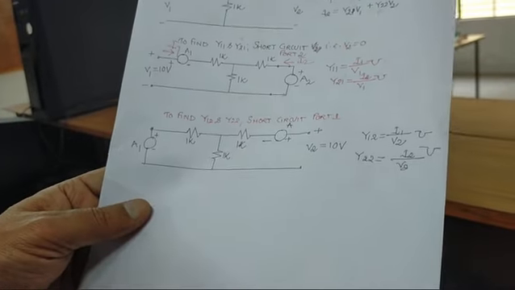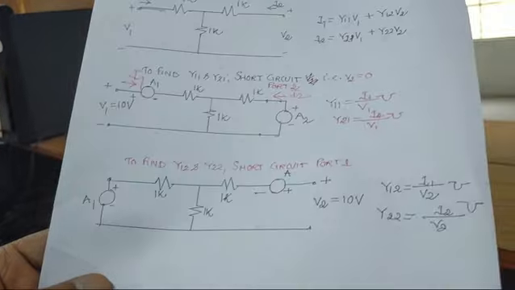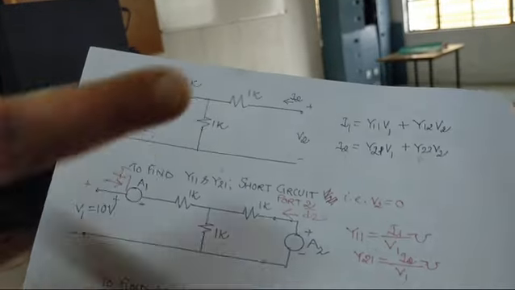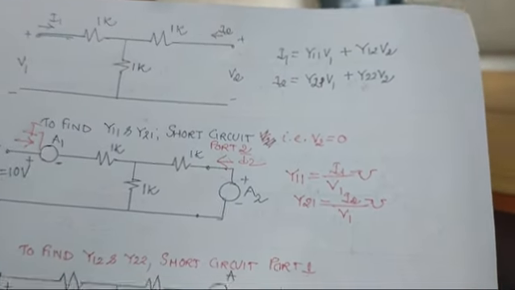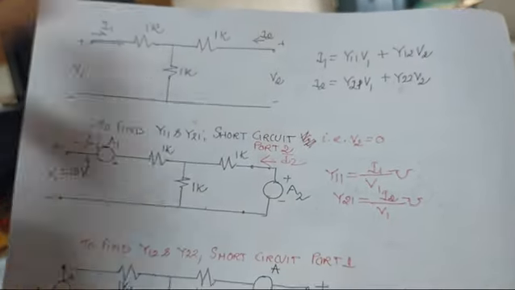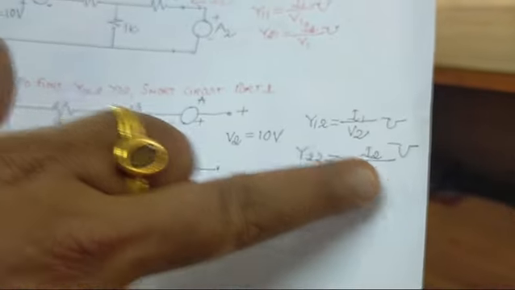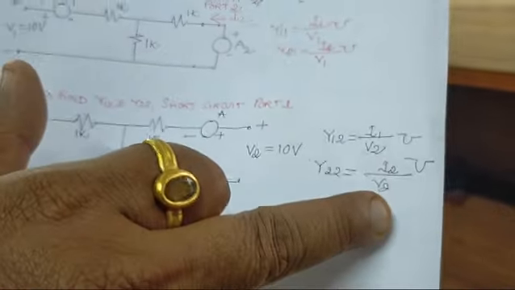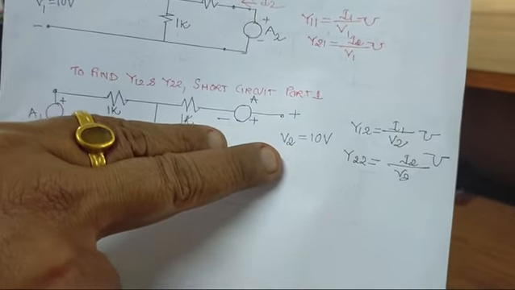Next part of the y parameter, we have to find out the value of y12 and y22. Now, you know I1 is equal to y11 v1 plus y12 v2 and I2 is equal to y21 v1 plus y22 v2. Now, we have to short circuit port 1, which means v1 is equal to 0. If you substitute v1 equal to 0, then y12 is equal to I1 by v2 and y22 is equal to I2 by v2.